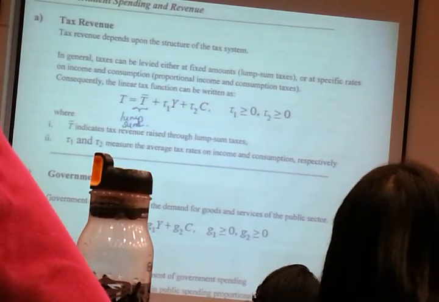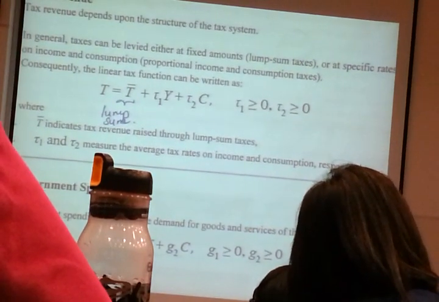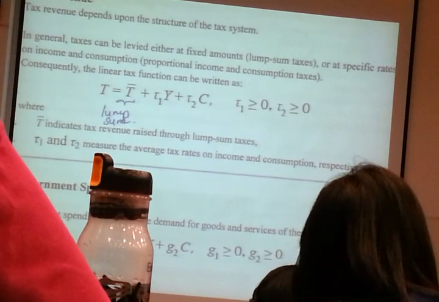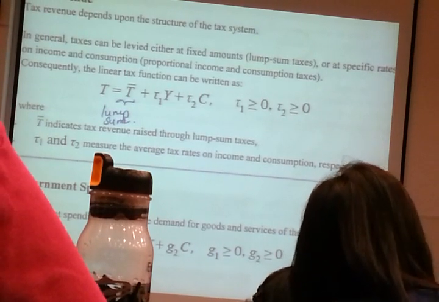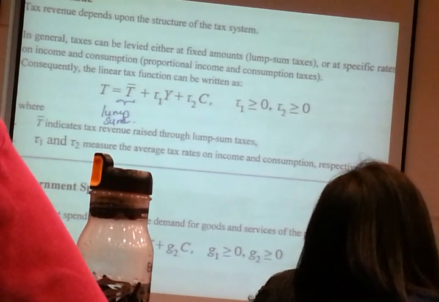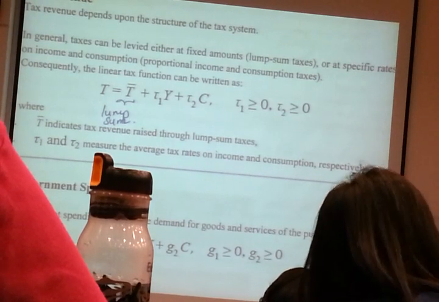And if you recall in topic 1, I told you lump sum is very easy to implement. Everybody in this room must pay $5 tax. Rich or poor, I don't care. Very easy to collect, but very unfair. It is actually very unfair to the poor. But very easy to collect.